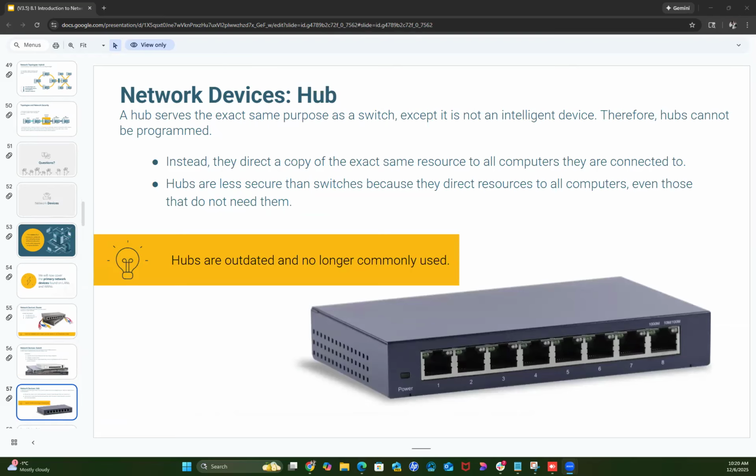Hub is the same as the switch, but it has no programmable intelligence, no brain in this device. They cannot be programmed. Instead, they direct a copy of the exact same resource to all computers they are connected to. So hubs are less secure than switches because they direct resources to all computers, even those that do not need them. Hubs are outdated and no longer commonly used. Everybody now uses the switch.